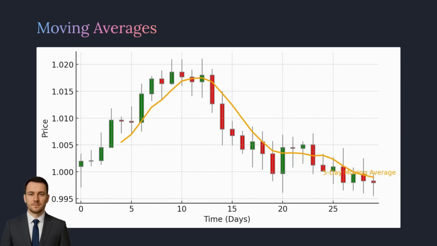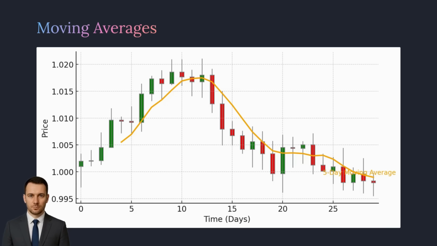Crossover signals. Some traders use multiple MAs, for example a 50-day and a 200-day. When a shorter-term MA crosses above a longer-term MA, a golden cross, it's viewed as a bullish sign. A cross below, a death cross, is bearish. These are more of a longer-term signal, though, commonly applied to daily charts.